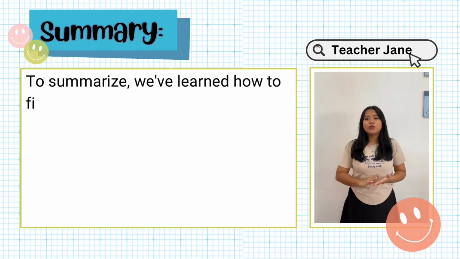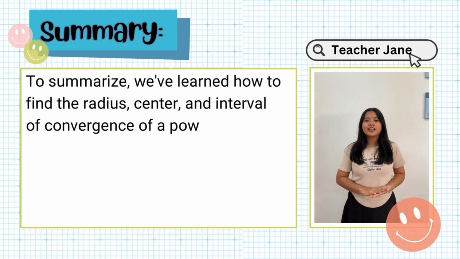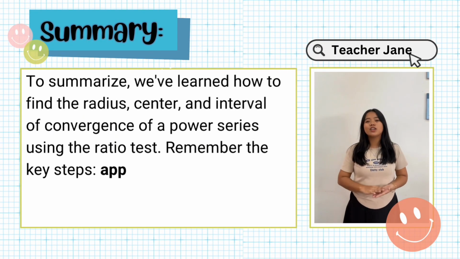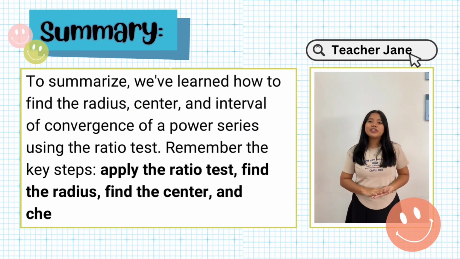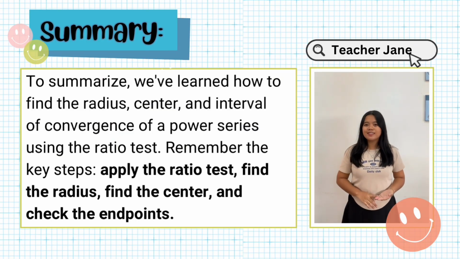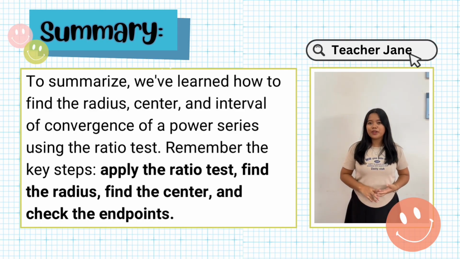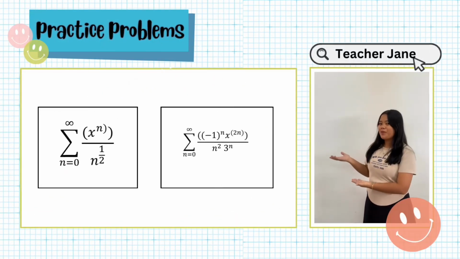To summarize, we've learned how to find the radius, center, and interval of convergence of a power series using the ratio test. Remember the key steps: apply the ratio test, find the radius, find the center, and check the endpoints. Here are a few practice problems to try.